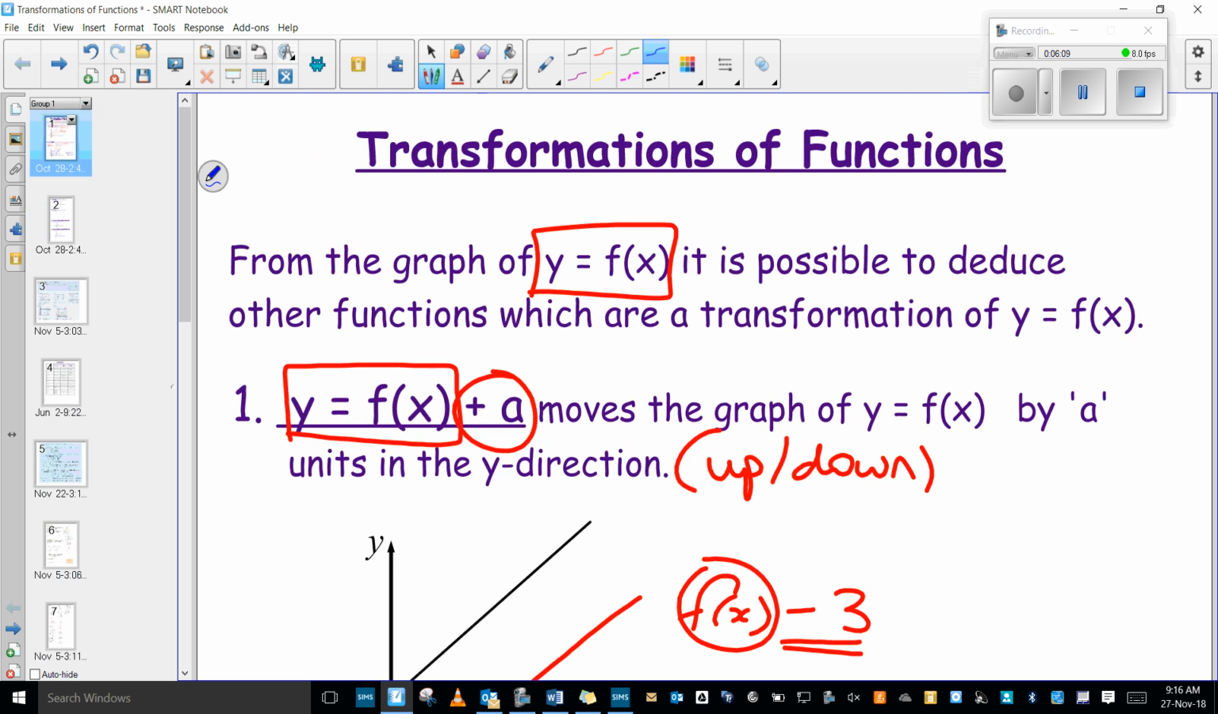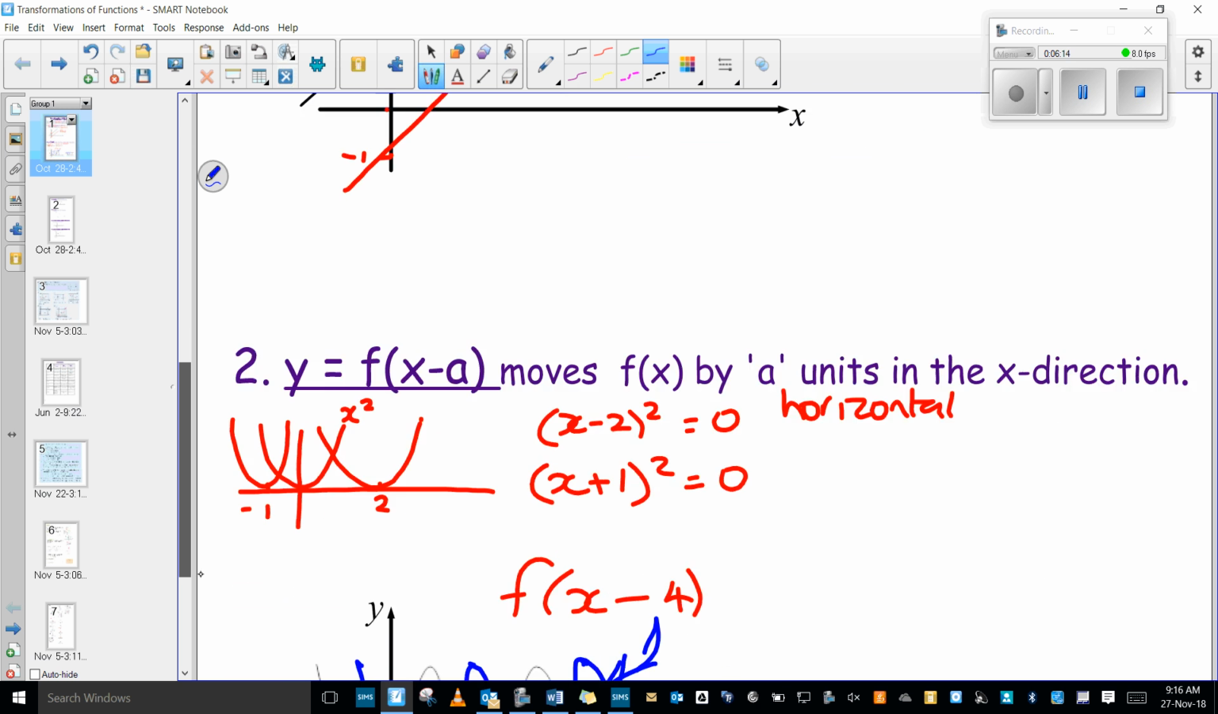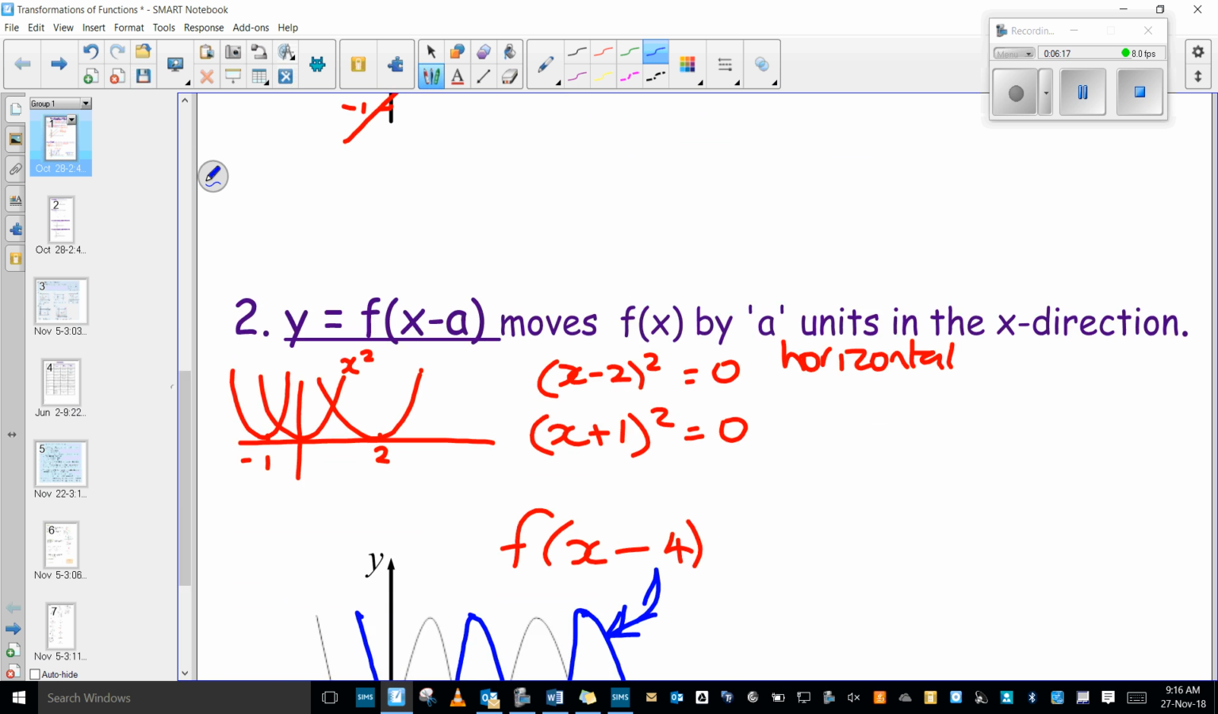All right, so we've looked at adding or subtracting a value to it. We've looked at adding or subtracting a value within the function.